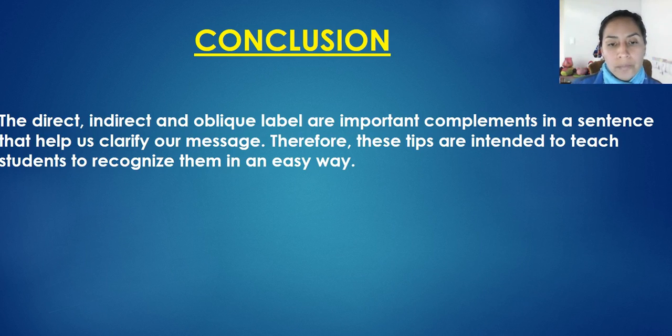To conclude, direct, indirect, and oblique objects are important complements of the noun phrases in a clause because they help us to clarify our message. Therefore, these tips are intended to teach students to recognize them in an easy way.